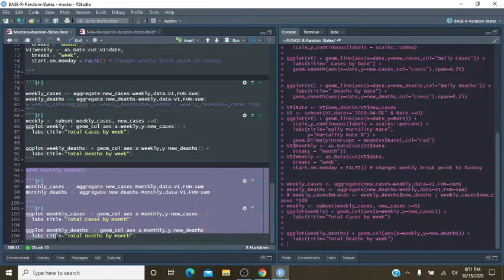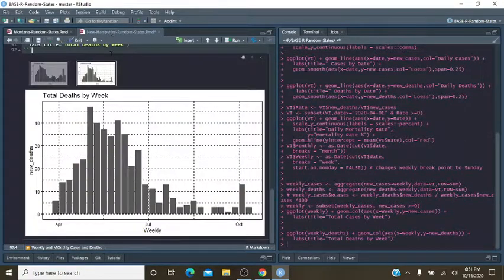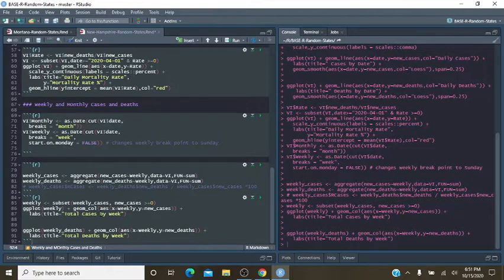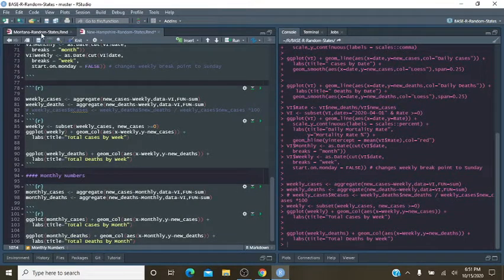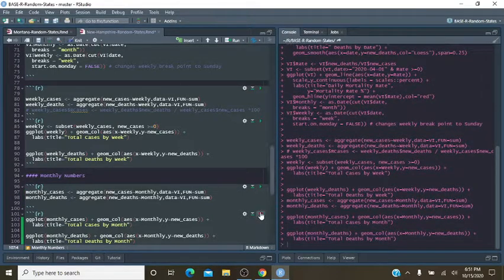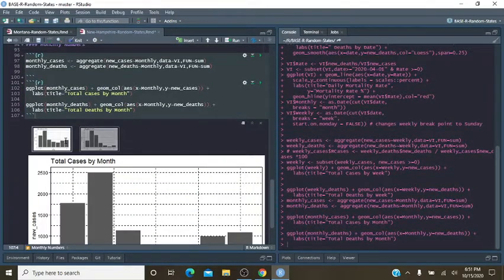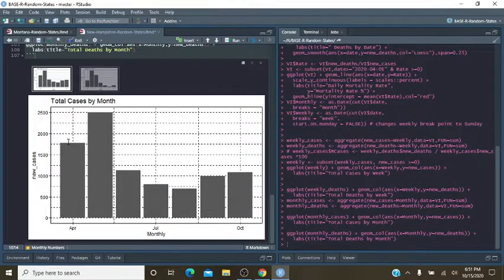But again, the population of New Hampshire is not really that large, so you would expect a low number of deaths. So finally, let's take a look at the monthly numbers. Monthly cases: you can see that September was 1,000 cases. October so far is over 1,000 cases, so this is not a good sign.